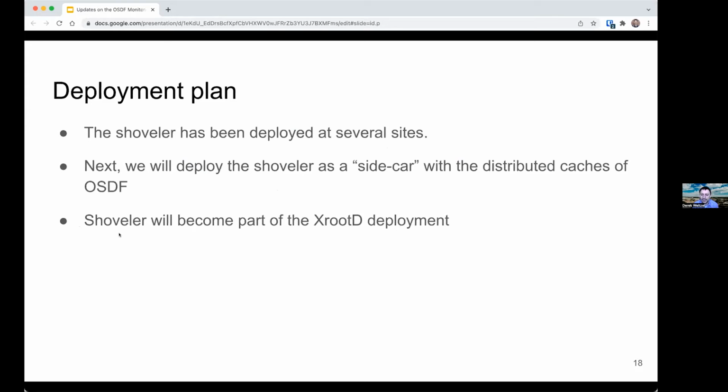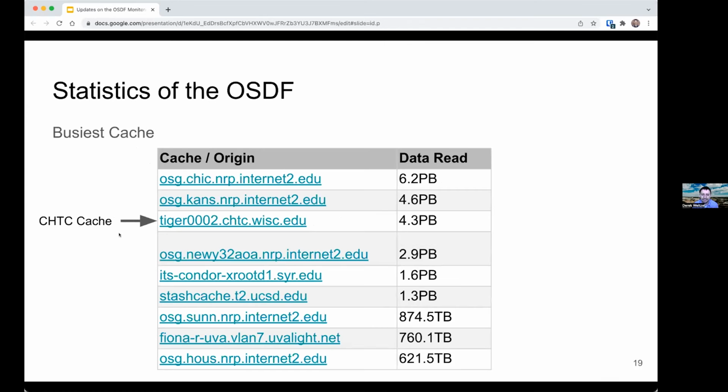The shoveler has been deployed already at several sites. We will deploy the shoveler as a sidecar with the distributed caches of the Data Federation. And we are in talks with XRootD to have the shoveler become part of the XRootD repository and software.